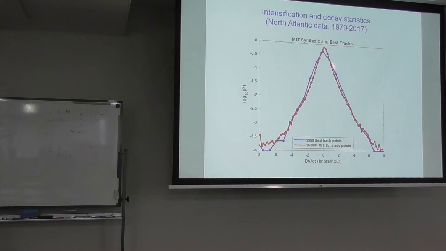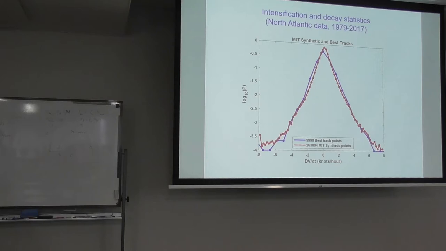Now, there's an important lesson here, forgetting about the synthetic tracks for a minute, okay? This has been done in many different parts of the world for reasons we don't know. The probability density of intensification rates is exponential. That is, it's straight lines on a plot where this is the log of the probability. So the probability falls off exponentially with the rate of intensification.